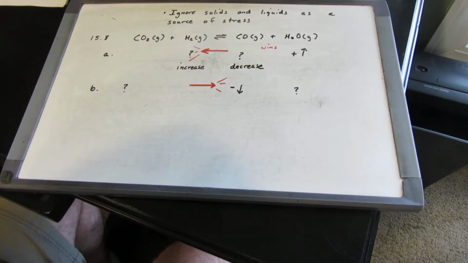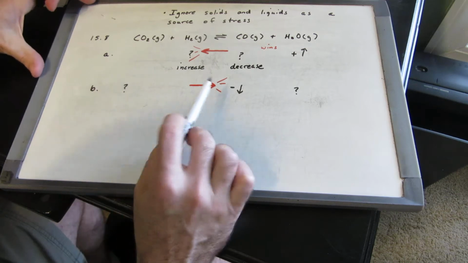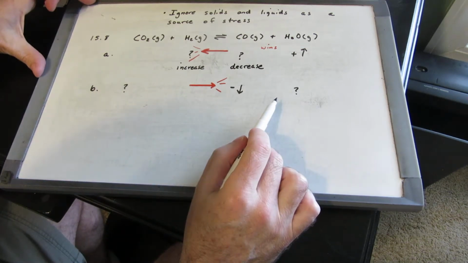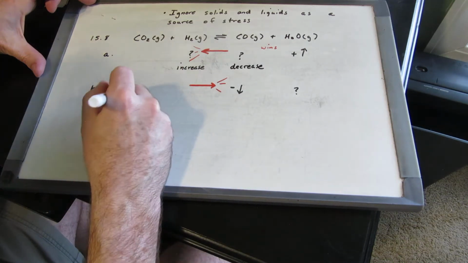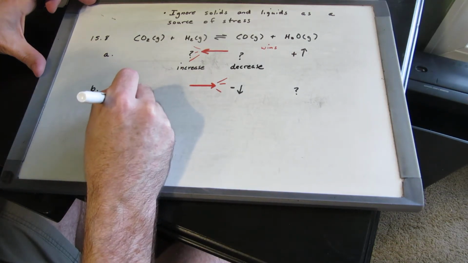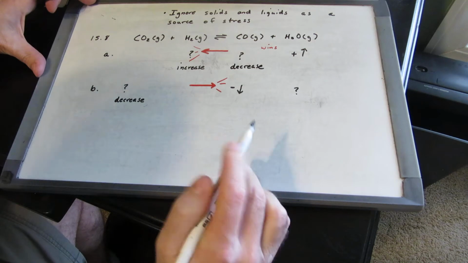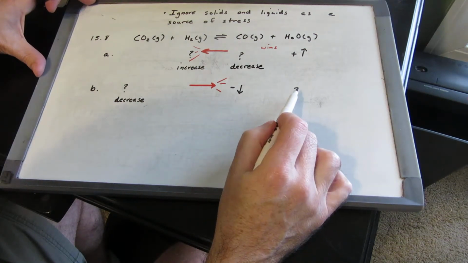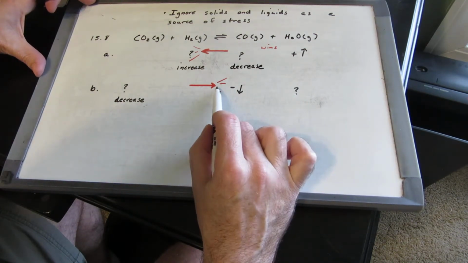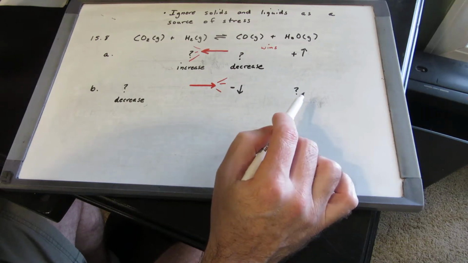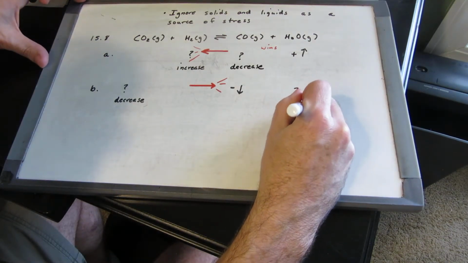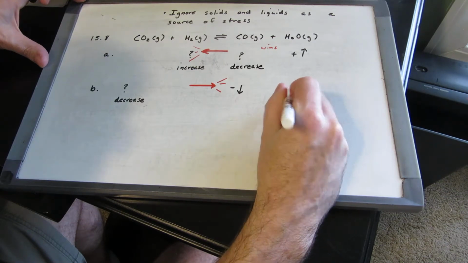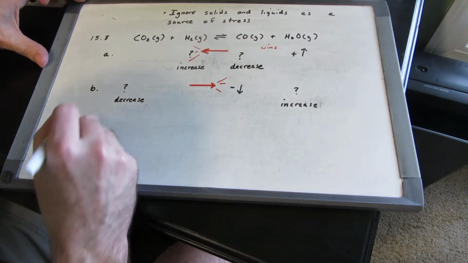And if the left side wins, the arrow shoots this way, to the right. So what's going to happen to CO2? Well, it's on the back end of the arrow, so it will decrease. What will happen to H2O? Well, it's on the hose end of the arrow. It will gain, so it will increase. Okay, let's try one more.